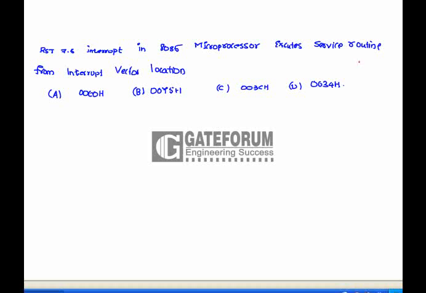7.5 interrupt in 8085 microprocessor executes service routine from interrupt vector location. RST 7.5, whenever a microprocessor tries to execute, it first goes to the vector location, meaning it has some kind of an address. So 7.5 is multiplied with 8. So what we will get is 60. This is a decimal value.